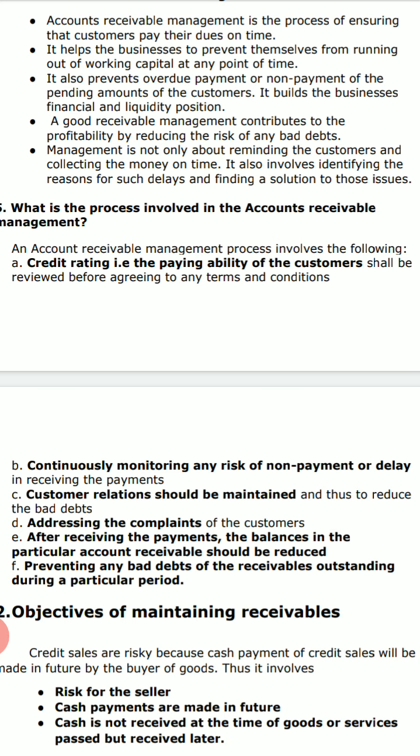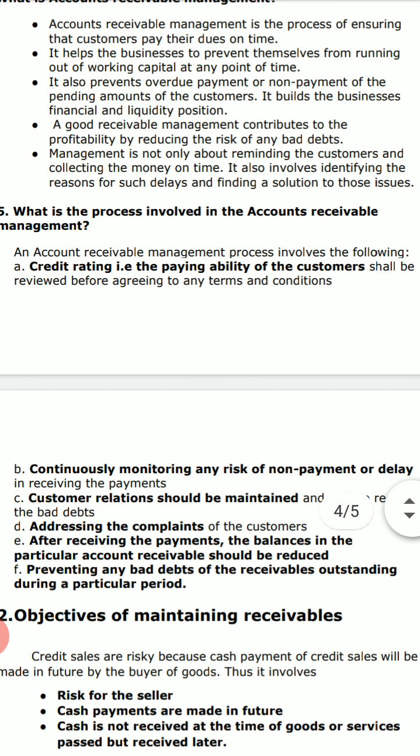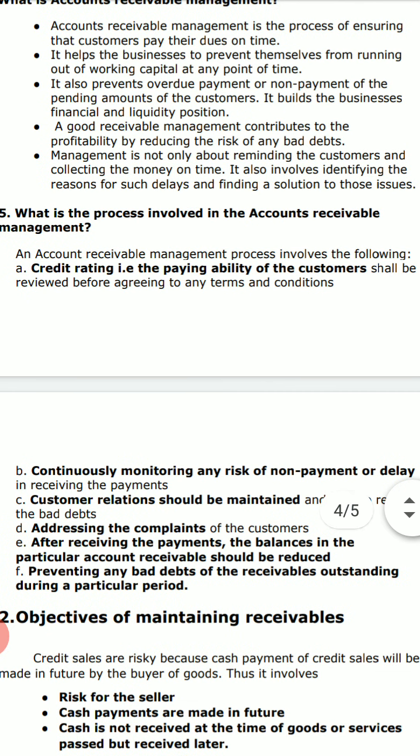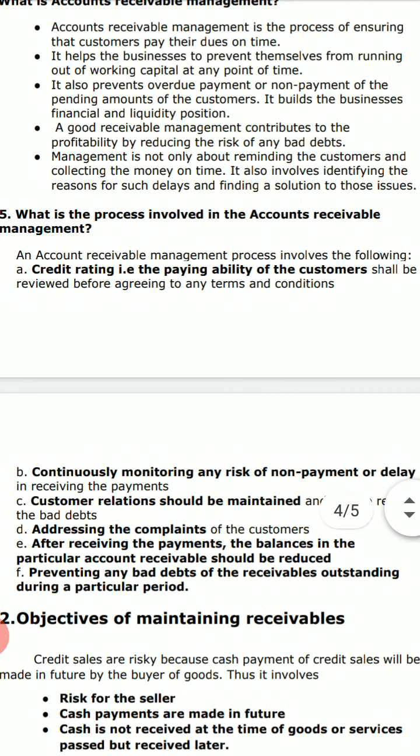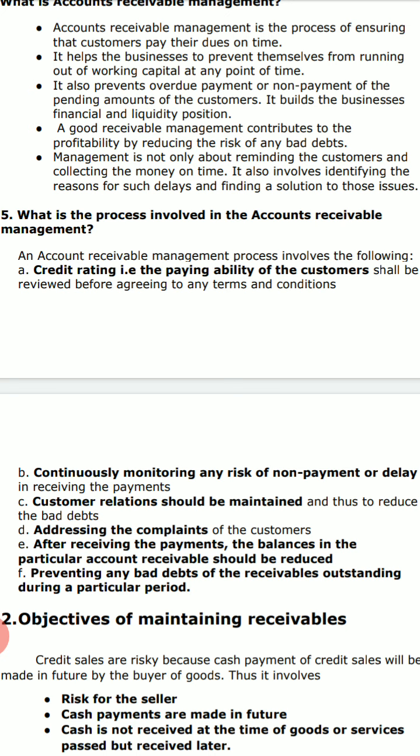Right? Next comes up is a good receivable management contributes to the profitability by reducing the risk of any bad debts. Naturally, if receivable management is done in an organization or business, it helps to increase its profitability. At the same time, you are reducing the risk because you are maintaining the account receivable properly.